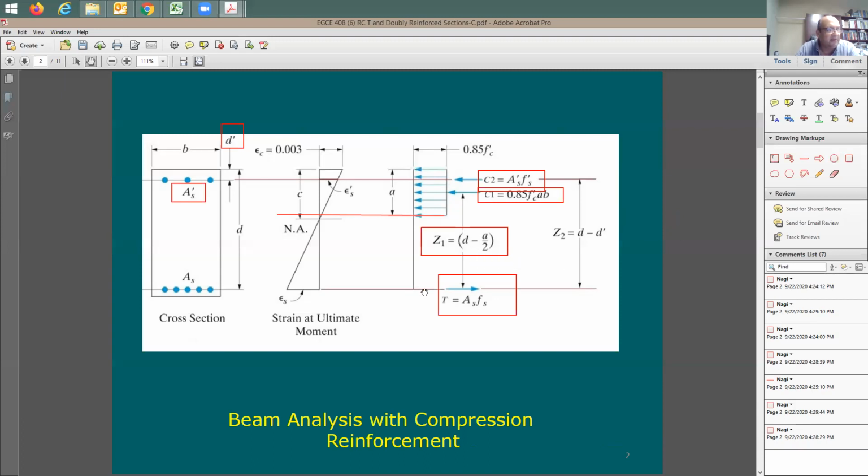Reason: here's the depth from this point to the top, and from here to the center of the compression block, it's going to be A over 2. So it's going to be D minus A over 2. We're done with this Z1.